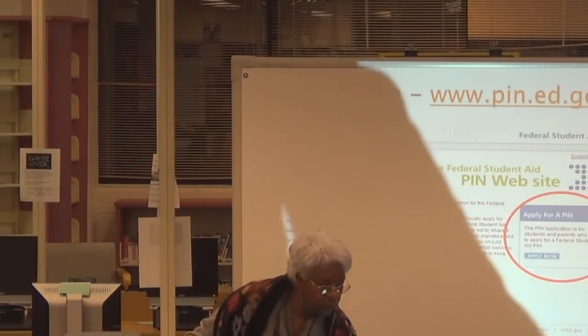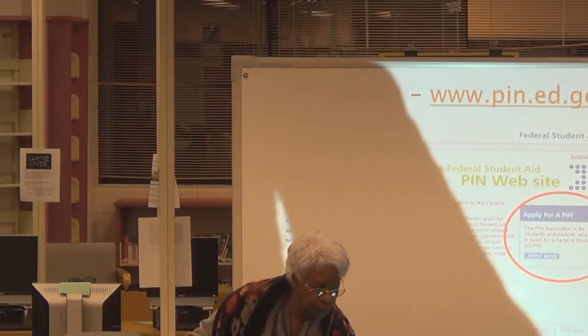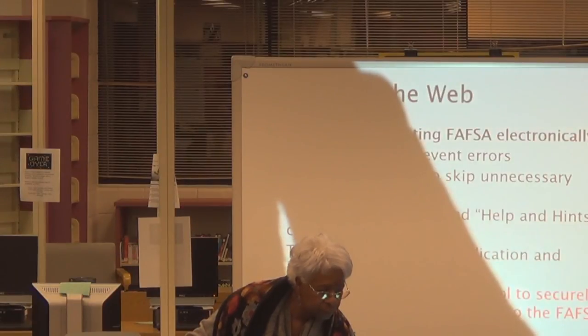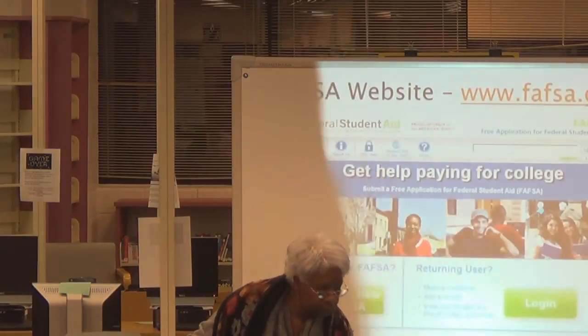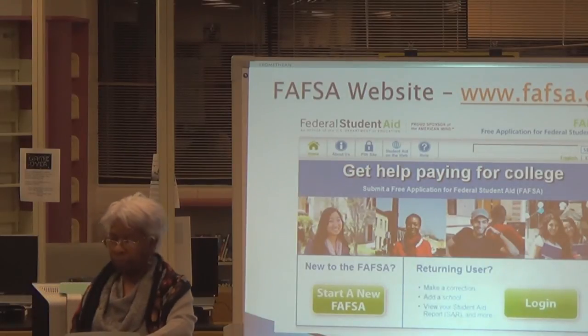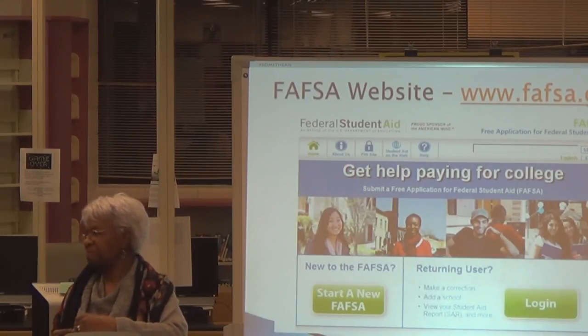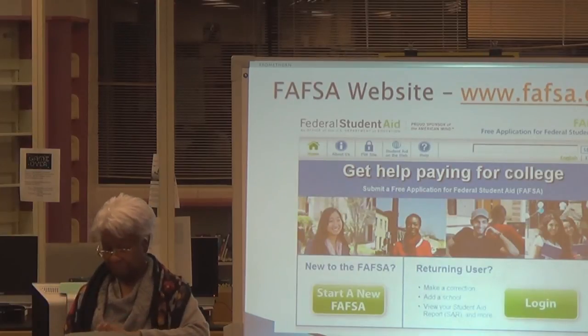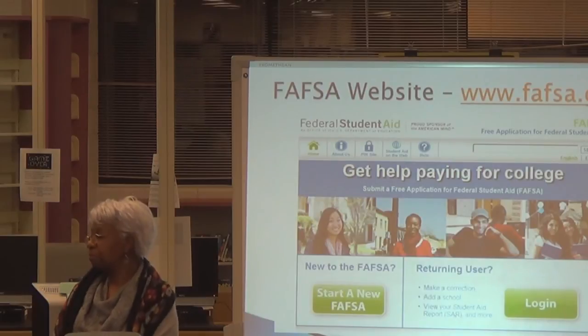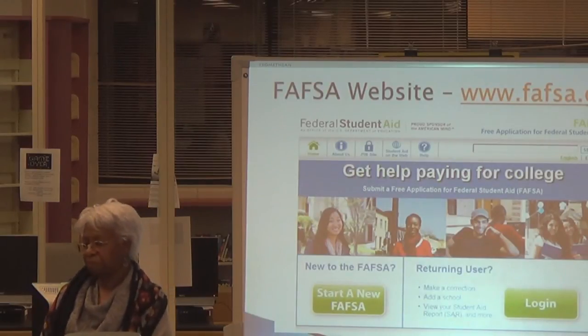Something I want you to remember: this is what the website for the PIN looks like. This is what the FAFSA website looks like. And notice it was FAFSA.gov. Please don't go to FAFSA.com. That site will charge you, and every year, I get two students who come to me and say, "You said it was free, and it wasn't, I got charged $79," because they went to FAFSA.com. Do not do that. It's on FAFSA.gov, right up there on your worksheet. Please go to FAFSA.gov.